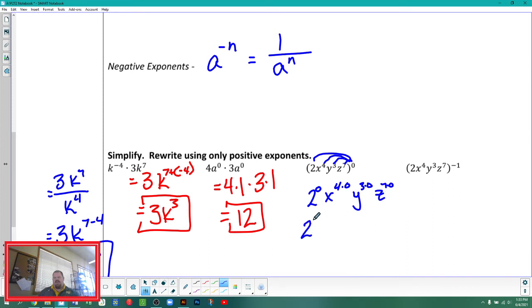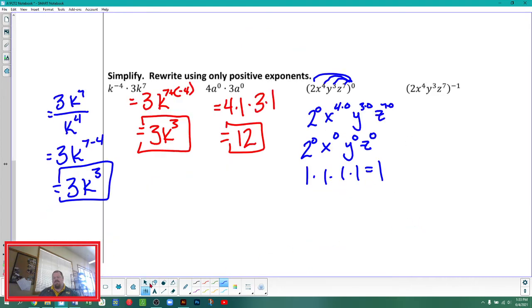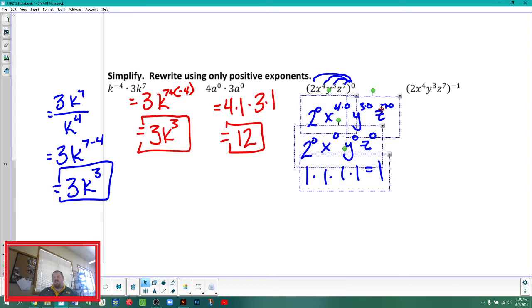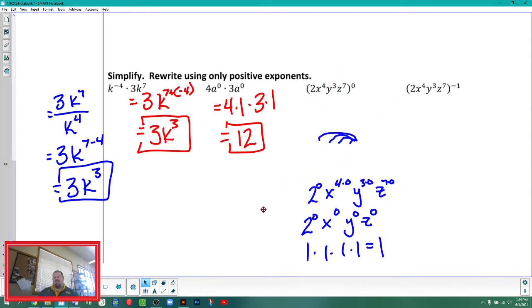Well, first thing I'll look at is all those multiplications in the exponents. 4 times 0, 3 times 0, 7 times 0. Anything to the 0 power is 1. And 1 times 1 times 1 times 1 is 1. Again, there's an easier way to look at this. Instead of thinking about dropping in those zeros, I could think, well, whatever this ends up being, I'm going to raise that to the 0 power, and that's going to give me 1. And you can be done right there.